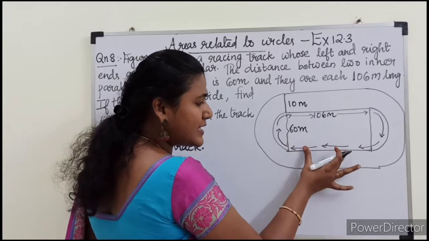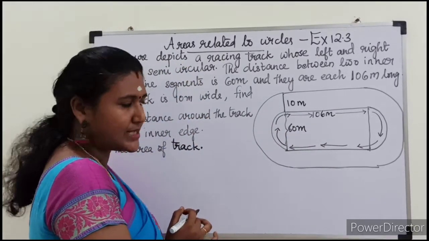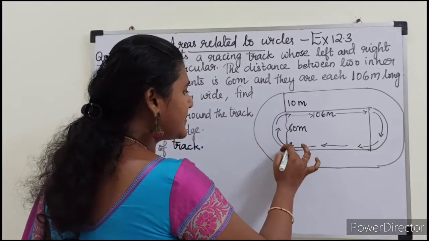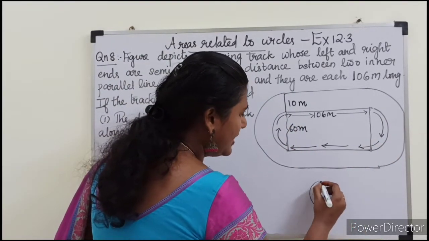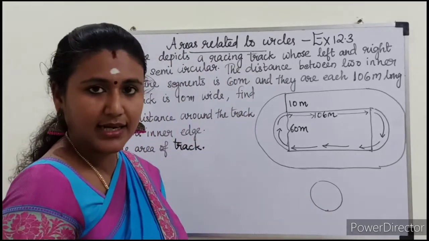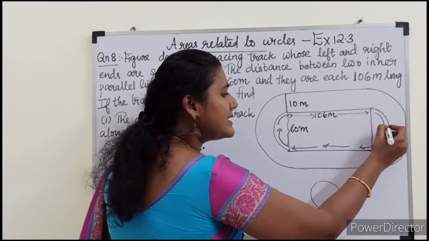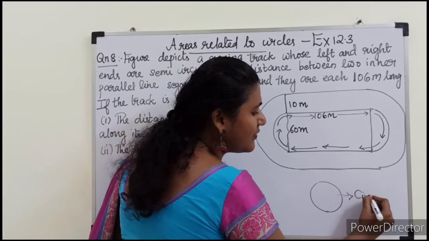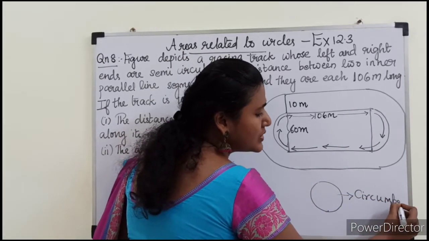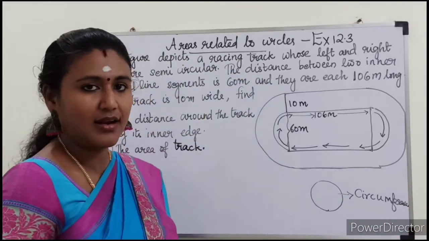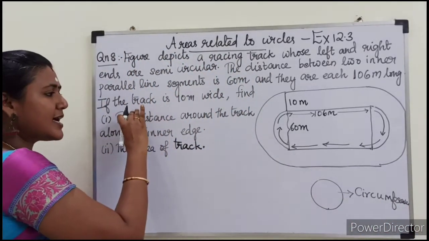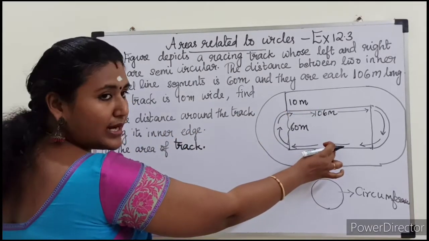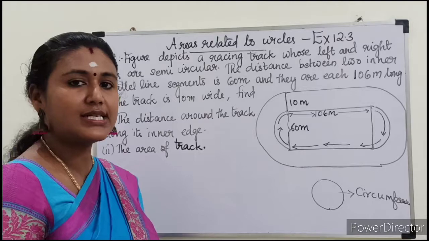So we can add these two lengths, that is 106. And if you consider this portion and this portion, if you join, you are getting a circle. For getting this length, if you add these two lengths, this is nothing but the circumference of the circle. So for finding the distance around the track along its inner edge, we have to add these two lengths and the circumference of the circle.